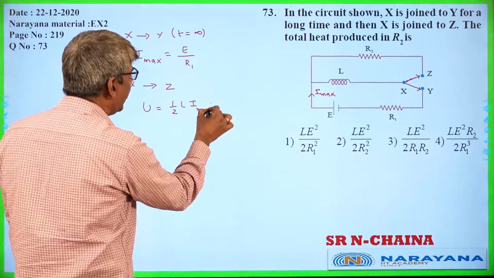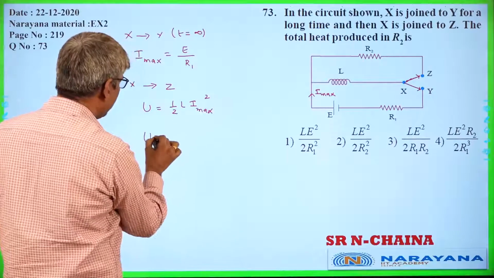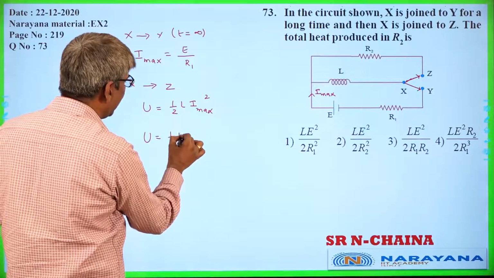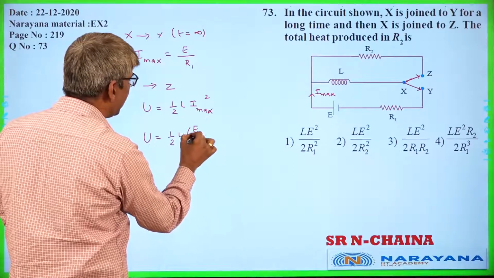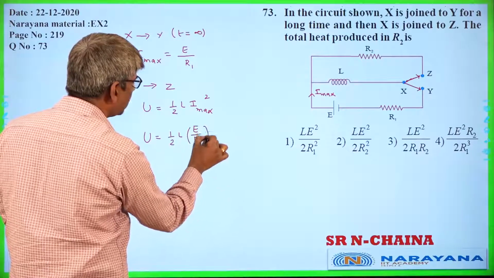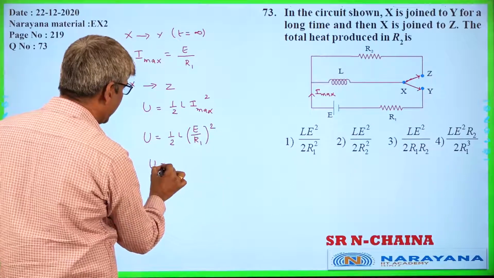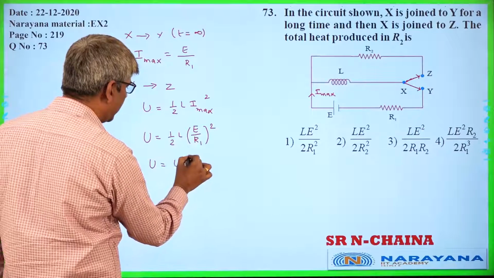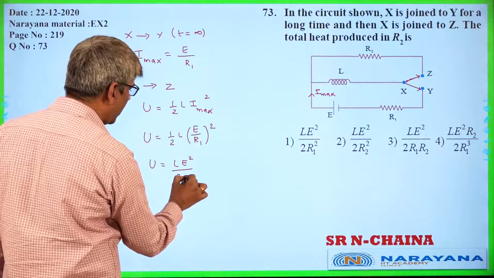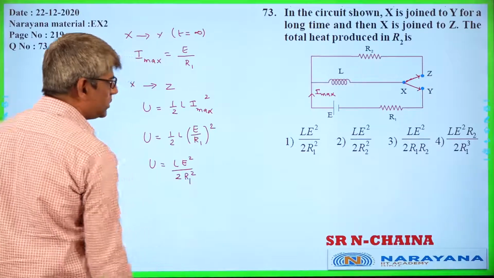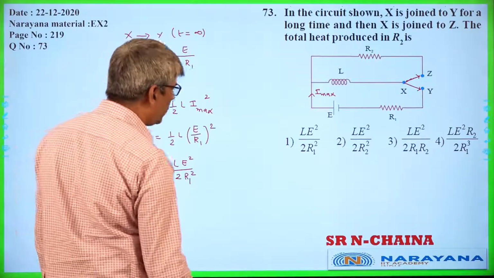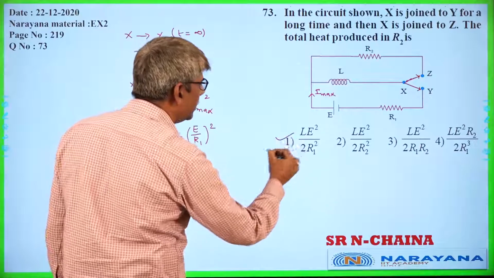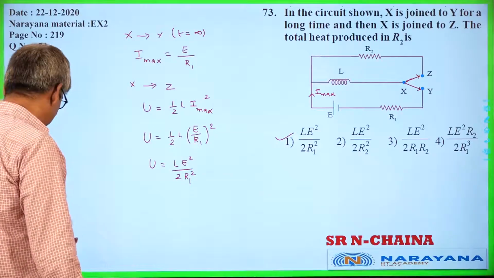So U is equal to 1 by 2 L times I maximum squared, where I maximum is E by R1. So we can write this as L E square by 2 R1 square. So the correct option is L E square by 2 R1 square only.